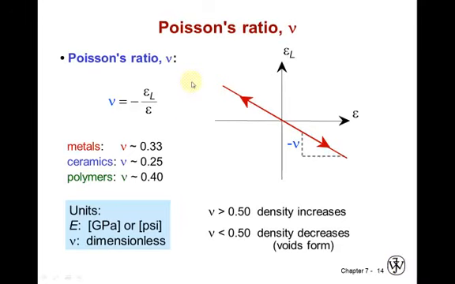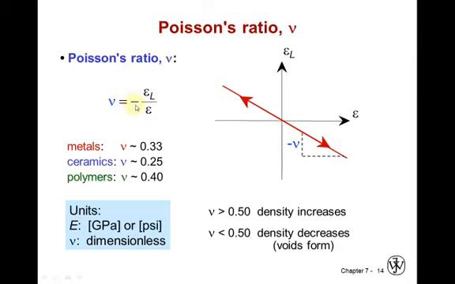As we continue to look at a variety of mechanical properties, Poisson's ratio is next on our list. Poisson's ratio is represented by the Greek letter nu and is equal to the negative of the lateral strain over the axial strain. Remember, the lateral strain is the strain that occurs along the cross section that's perpendicular to the direction of loading. The axial strain is along the direction of loading. So it's indicating how much it gets thinner versus how much it gets longer.